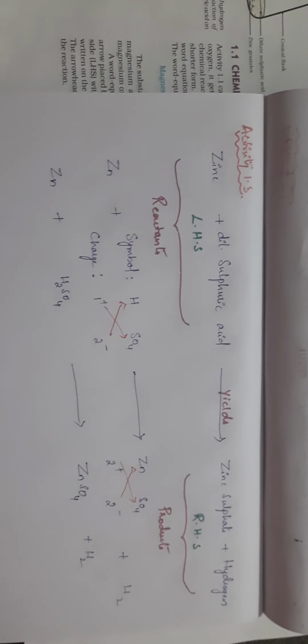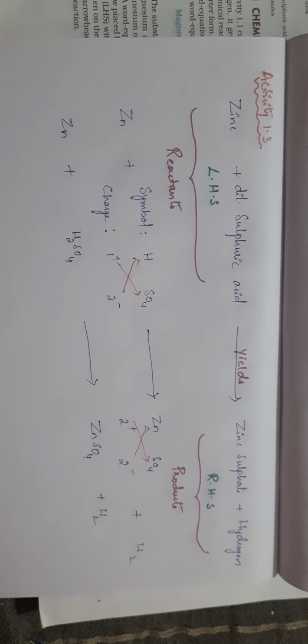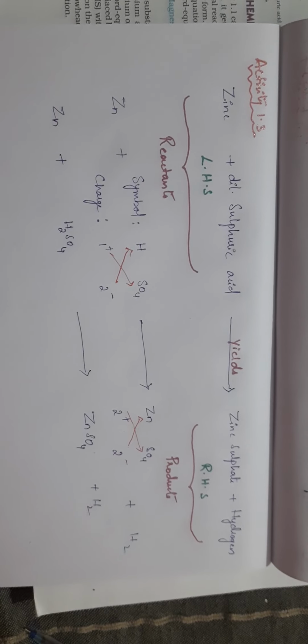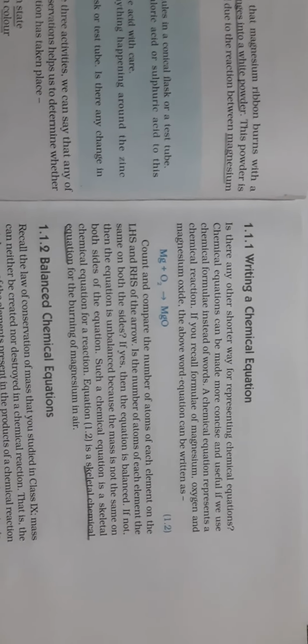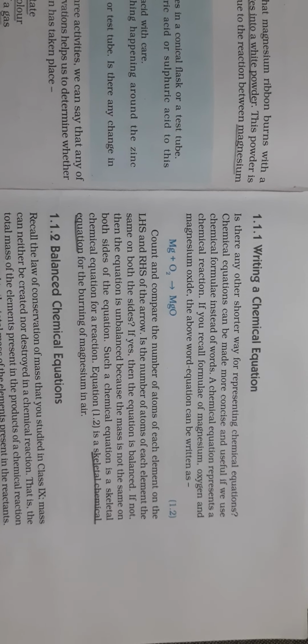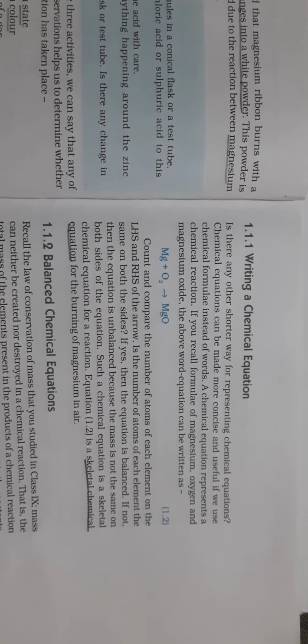Then the last activity is zinc reacts with dilute sulfuric acid, which are reactants. They produce or yield products which are zinc sulfate, and it releases hydrogen gas. So today we have covered how to write a chemical equation in the symbolic form and also in the word format. But tomorrow we will learn how to balance these chemical equations.